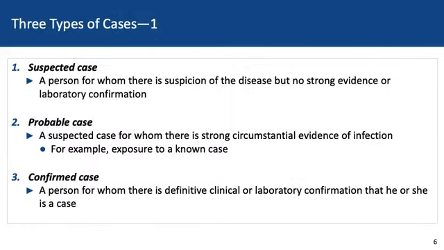So usually when we make a case definition, we define different types of cases based on our confidence that they're actually a case involved in the outbreak. A suspected case would be a person for whom there's suspicion of disease but no strong evidence or laboratory confirmation. And often suspected cases will trigger further investigation. A probable case would be a suspected case for whom there is strong circumstantial evidence for infection, for instance, exposure to a known case. And finally, a confirmed case is a person for whom there is definitive clinical or laboratory confirmation that they are a case, so for whom we do some test to confirm that they're infected with the pathogen.